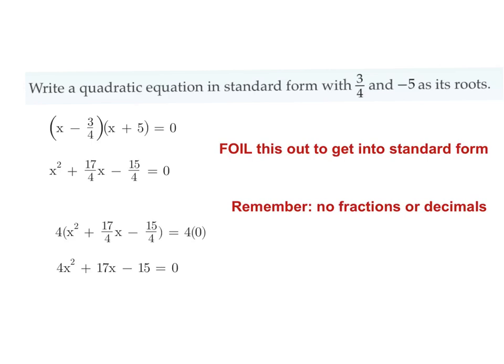Now, I will tell you that is one possible answer. There are many other equations that you could have with those same solutions. However, they will all end up being multiples of this. Okay? So if for some reason you thought that the common denominator was 8 instead of 4 and you multiplied everything through, you would still get an equation in standard form that had those roots of 3/4 and negative 5. So there are multiple answers possibly. So long as you multiply through by the lowest common denominator, you'll get the same equation as everybody else.